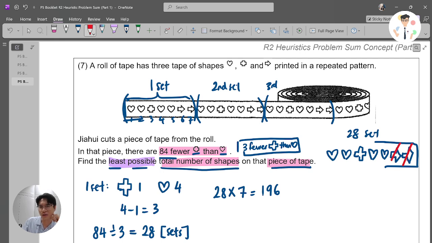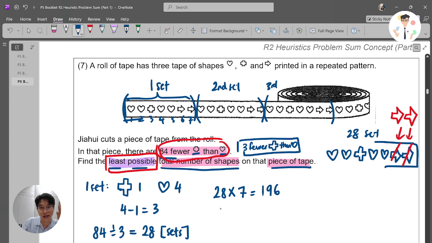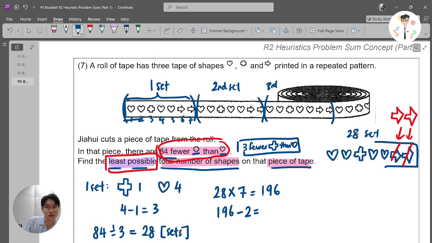Teacher, why are you removing these 2 arrows? Because I want the least possible. And my question to you is, if I remove these 2 arrows, does it affect my calculation here? 84 fewer cross than the heart shape. It does not, right? Because it says nothing about arrow. That means that my last step is supposed to use 196 minus 2 because I don't need this. Next one I cannot minus because it's heart shape. It's related to what I'm looking for here. And the answer will be 194. That's it. We are done.